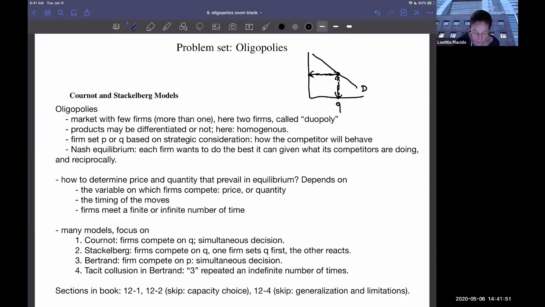In both cases, the way we're going to deal with this kind of model relies on game theory. Every equilibrium that we're going to investigate here will be a Nash equilibrium. Remember, what is a Nash equilibrium? A Nash equilibrium is a situation in which each agent, here each firm, wants to do the best given the choice of its opponent. Okay?